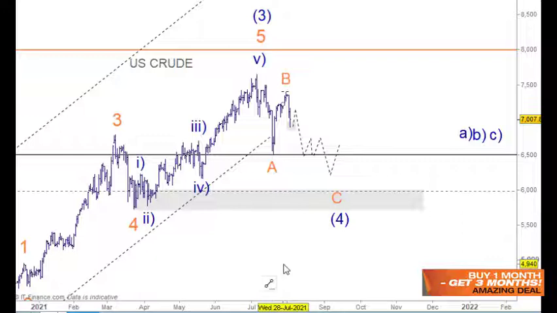So we'll just see how that plays out at that point. I mean, we have to be careful about wave 4s. They can get, you know, complicated.